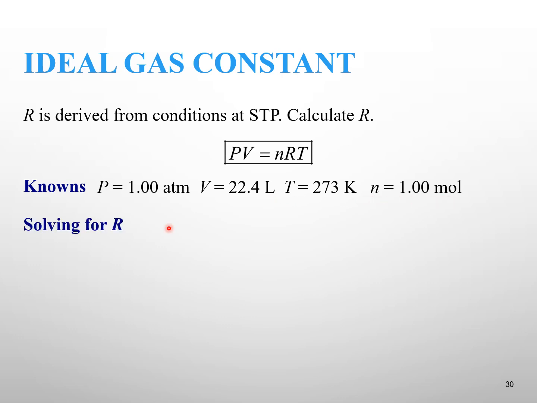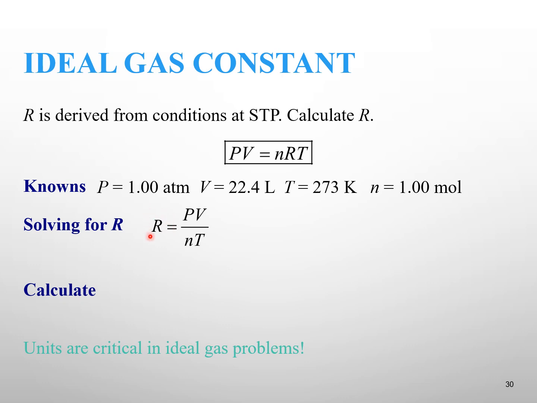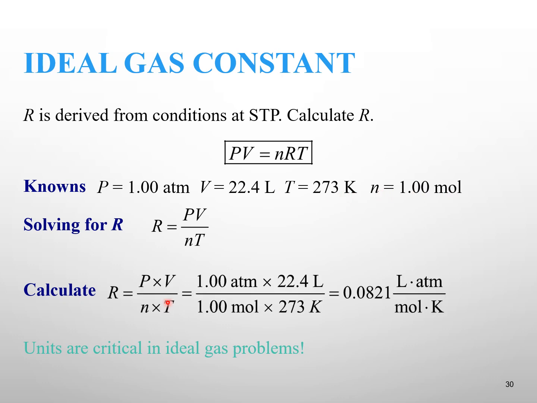Okay, so let's plug it all in and solve for R. We have to make sure our units are correct, because if you don't have the correct units, R will be a different number. You have to make sure you use liters, atm, moles, and Kelvin, because those are the units of R. In this case, PV divided by nT gives you R. You get 0.0821 liter atm per mole Kelvin. And that's the same thing as 0.08206, just rounded to 0.0821.